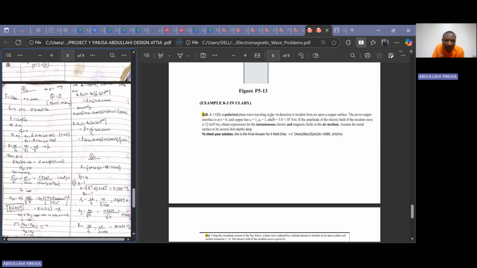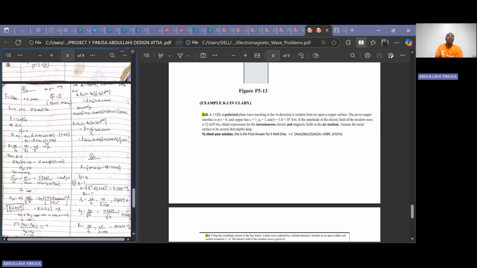Because it is going in the positive z direction, the incidence is like this, minus beta z. When it is reflecting back, it will be going in the minus z direction, and because of that it is going to be plus beta z. From there, they ask us to find the instantaneous electric field. When you say instantaneous, you are going to introduce the omega t term, which will contain the cosine of omega t minus beta z. Only beta and omega are not known in this case.